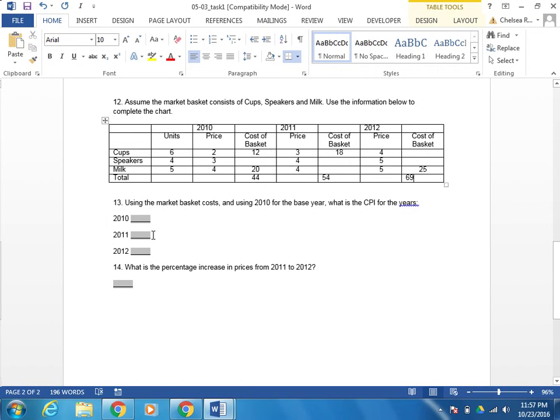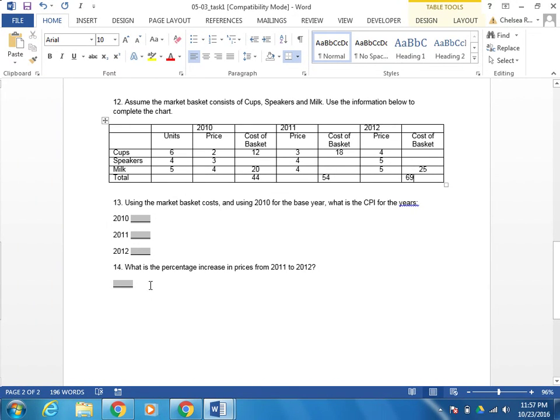Okay, now for 2011, you would do the cost of the basket, which is 54, over the cost of the basket in the base year, which is 44. You do 54 divided by 44. It's going to be about 1.23 multiplied by 100. It's going to be about 123%. So that would be for 2011.